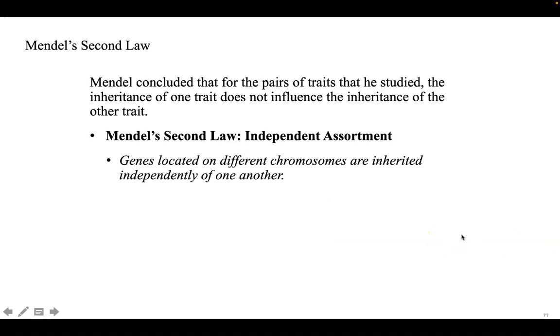And in Mendel's second law, his law of independent assortment, he said genes located on different chromosomes are inherited independently of one another. So this law states that whatever genes are located on different chromosomes, they're going to be inherited independently of the other genes. They're not thinking about, well, what gene did you get? Do you really need me? No, they're just separate from each other in their inheritance.